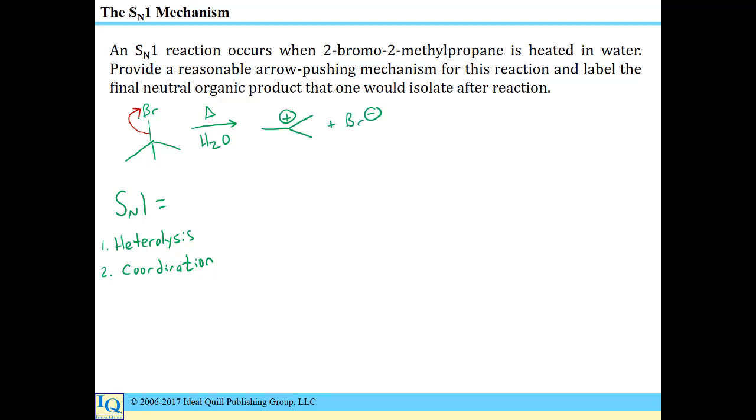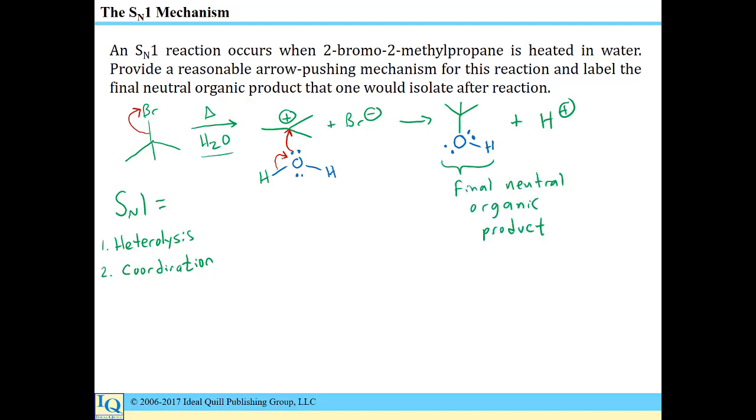After that heterolysis step, we have a carbocation and a bromide anion. Now we have to do the coordination, and that's where the other reactant, the water, comes in. A lone pair on a water oxygen will be attracted towards that positive charge with attendant release of a proton from that oxygen. The net result of this coordination is the formation of an alcohol and a proton, and this will be our final neutral organic product isolated from the reaction.